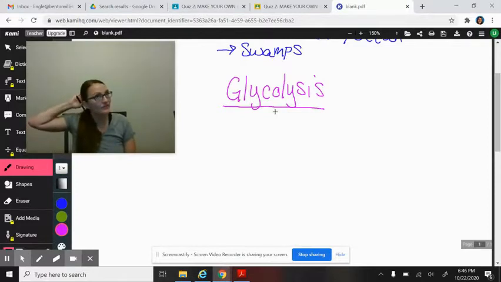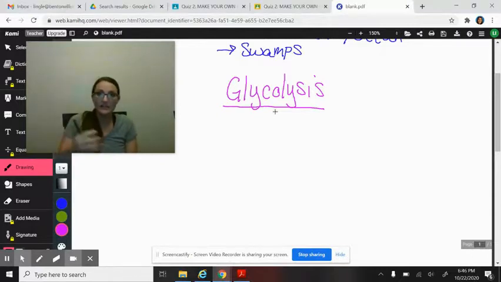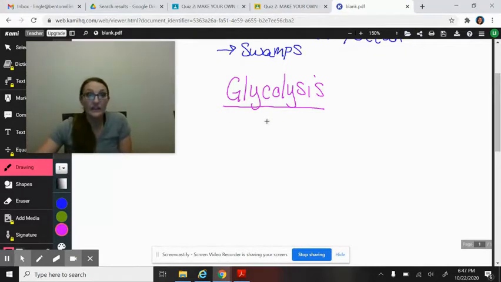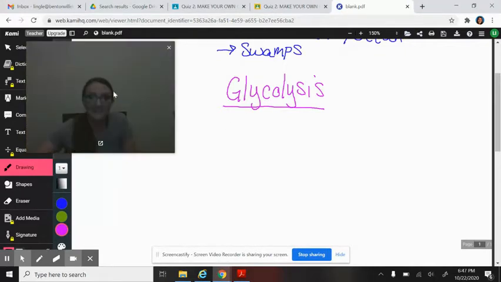If you have to have something lysed, it's usually like cut or lasered off. If a cell has to undergo lysis of some kind, it usually like ruptures. So this is where we take sugar and we break it. Okay, so let's do that.